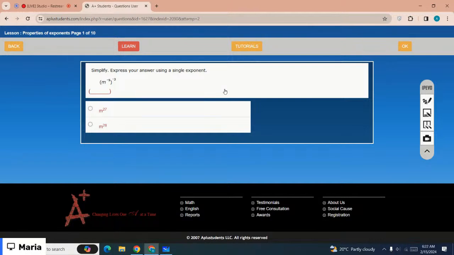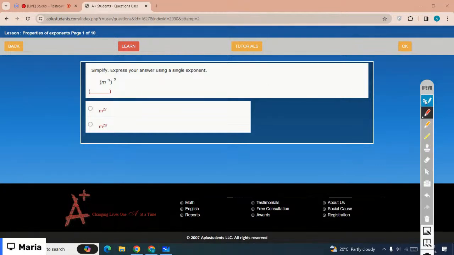The first one is: simplify m exponent negative 9, raised to the exponent negative 3. So whenever you have an exponent like this, you can multiply both the exponents. Whenever you need to use the properties of exponents, that is x exponent m, raised to n, you solve it like x exponent mn, right? You have to multiply both the exponents.